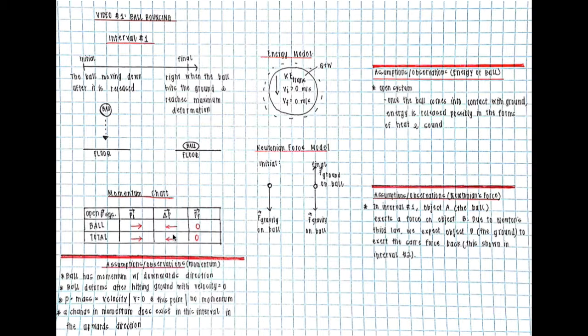In our energy model, we see that the velocity decreases until it eventually hits 0. It is an open system because once the ball comes into contact with the ground, energy is released, possibly in the forms of heat and sound.